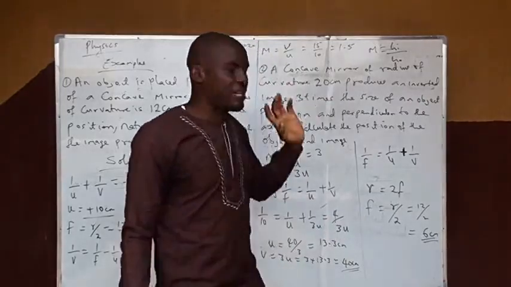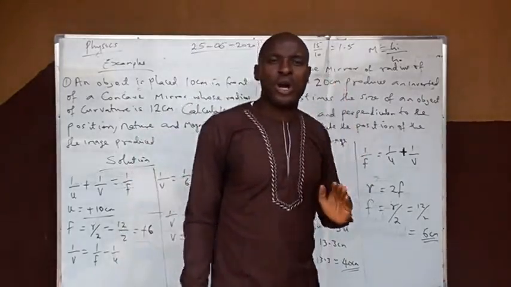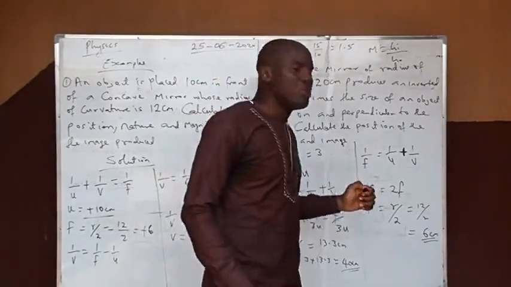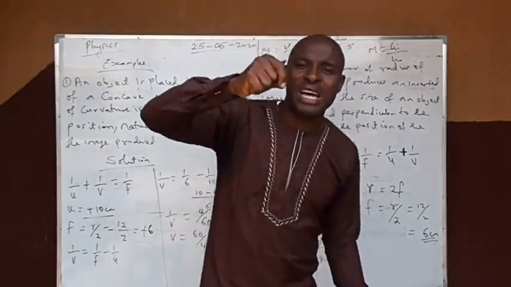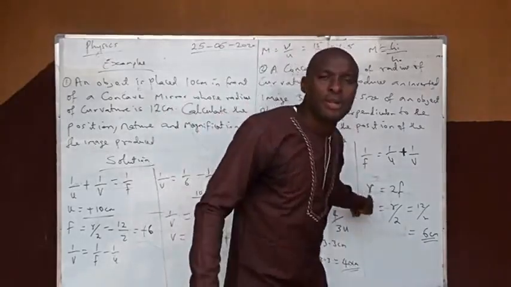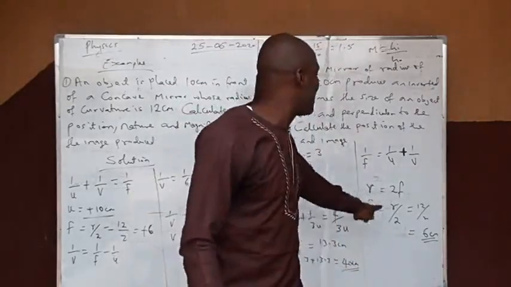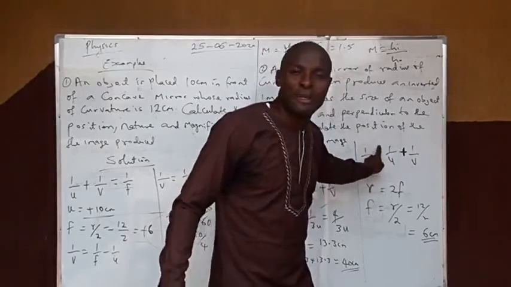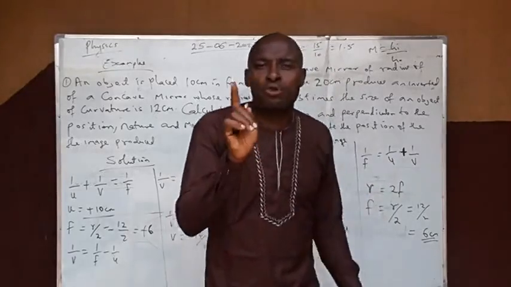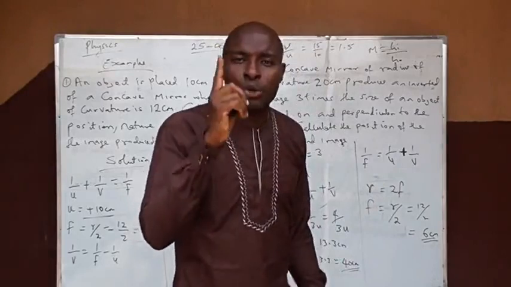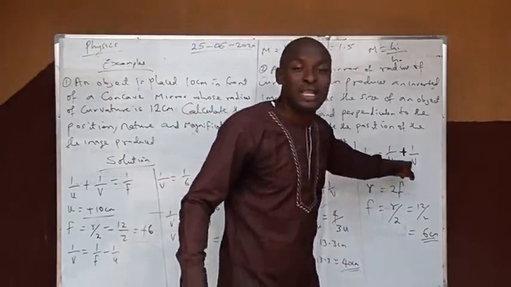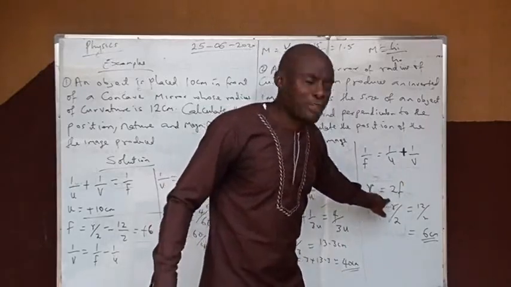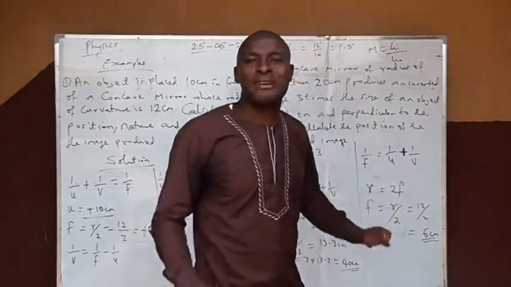Now, from the equation given, we are only given the radius of curvature. We are not given the image distance and the object distance. So what do you do now? It is left for you to use the relationship between radius of curvature and focal length to get your focal length. You can't solve this like this because only one variable is given, and mathematically you can never solve two unknowns in one equation. You can only do that in a simultaneous equation, but this is just a single equation. So it is left for you to use this relation, which is radius of curvature is equal to 2 times focal length.